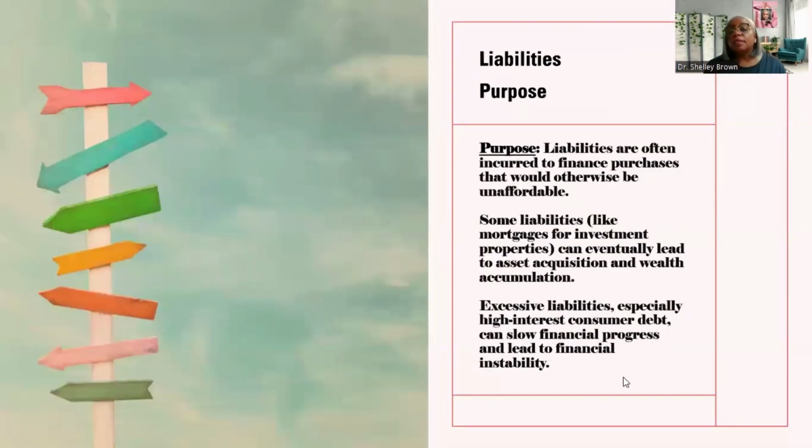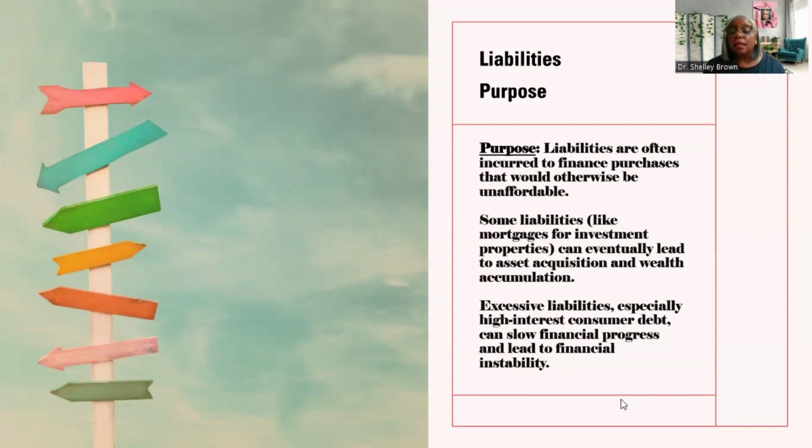So the purpose of those liabilities: they are often incurred to finance purchases that would otherwise be unaffordable. So we want to make sure that we are living within our means, because it is a very stressful life to live outside of your means. That means that you're going to have to do that rat race thing. You're going to have to be on the hamster wheel grinding, all of those things. But if we purchase income producing assets and live within our means, then we will be in a very different place. We will be in a more profitable place.